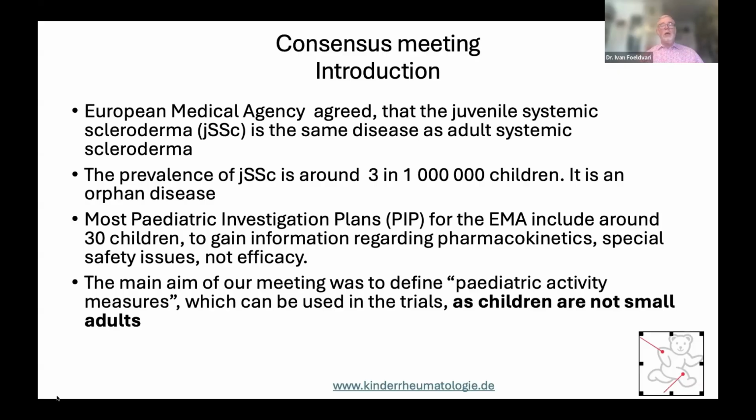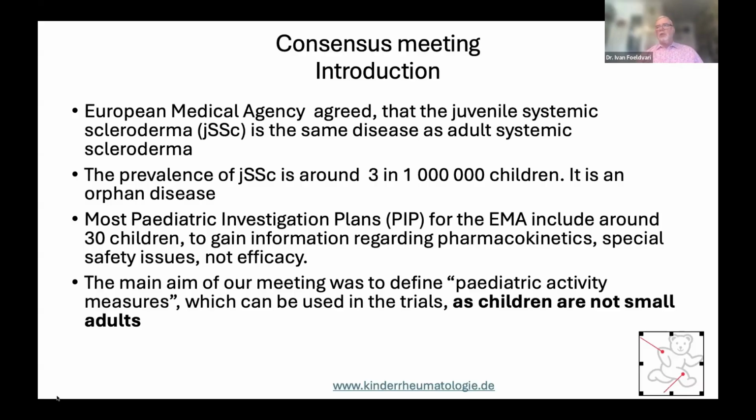And we have to see what the side effects are, especially, I think, in adult studies, they never assess whether there is an influence on growth or psychosocial development or maturation, because these are not topics that adult physicians deal with. The prevalence of juvenile systemic scleroderma is much rarer than in adult scleroderma. It is around 3 in a million children. This is from a US insurance database, which we published recently.